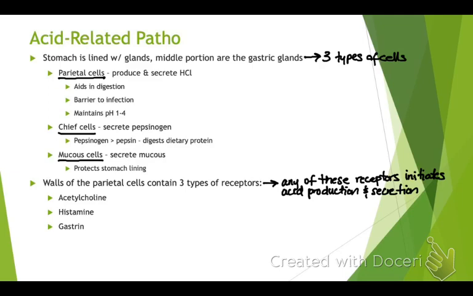The stomach is lined with specific glands. The middle portion are your gastric glands. These gastric glands have three different cell types: your parietal cells, your chief cells, and your mucus cells. Your parietal cells produce and secrete hydrochloric acid. They're going to aid in digestion.